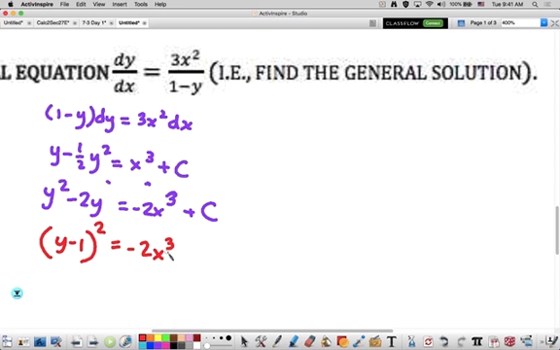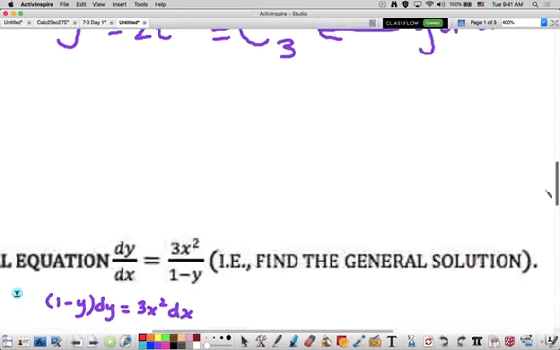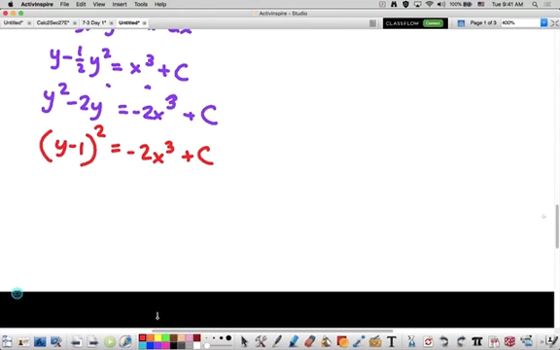I added 1 to the right-hand side, right? I added 1 here, I added 1 there. But do I need to account for that 1? No. How come? Because of the constant. You got it. So I don't need to worry about that. Plus constant. Isn't that nice? So we have that. y equals, let's see, square root, then add 1. So 1 plus or minus the square root of c minus 2x cubed. Look right?